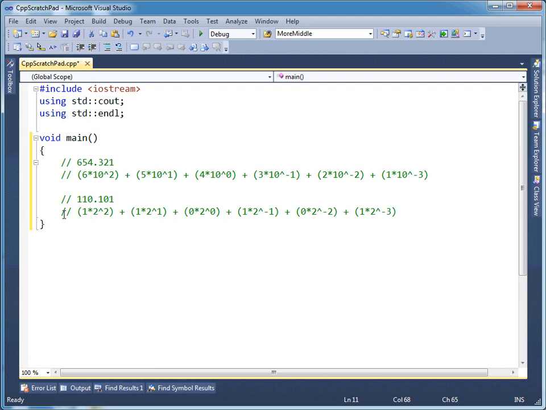So notice the pattern between this equation down here and this equation is the same. We take the digit, we use a consistent base. Notice the base is the same for every term. And then we decrement the powers here. So 2, 1, 0, and so on.